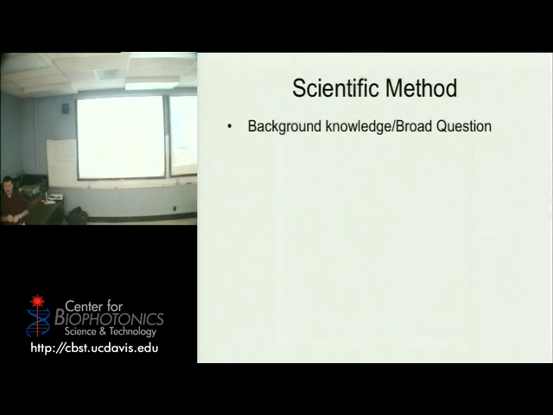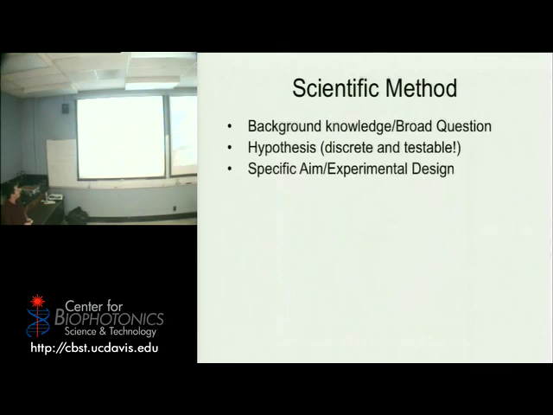So for the scientific method, you start with background knowledge or a broad question. So what I'm going to throw at you guys next is kind of my background knowledge about TBI, what I think is important for you guys. And then what I'm going to do with that is generate a hypothesis, which is a discrete and testable question. We'll get into this in a little bit more detail. Then I'm going to design my experiment.